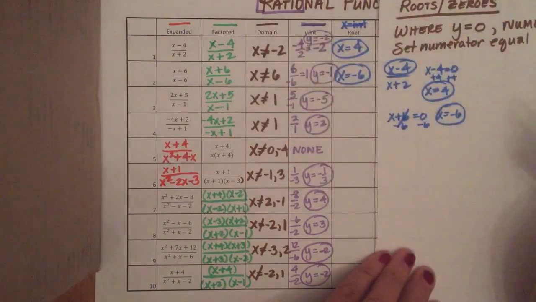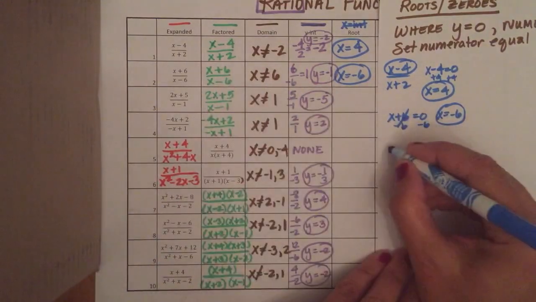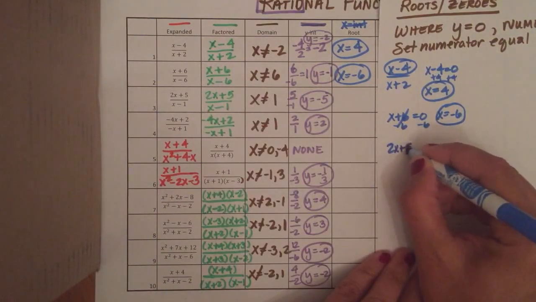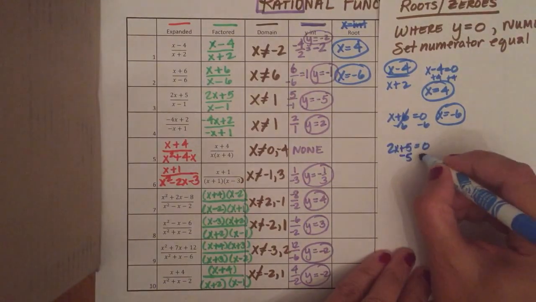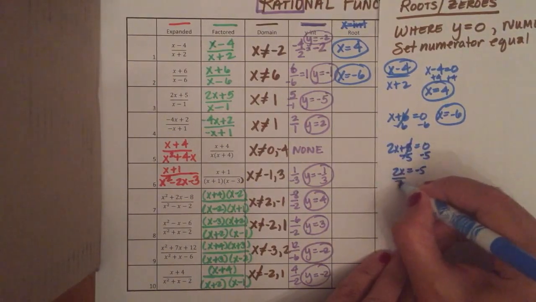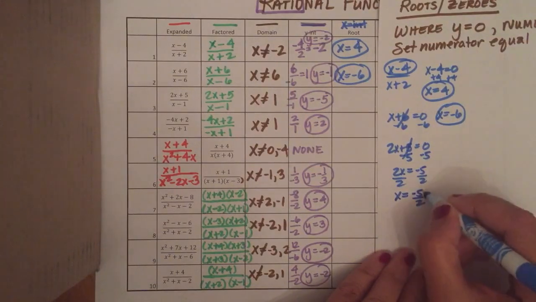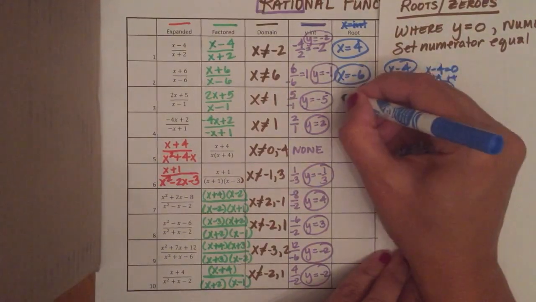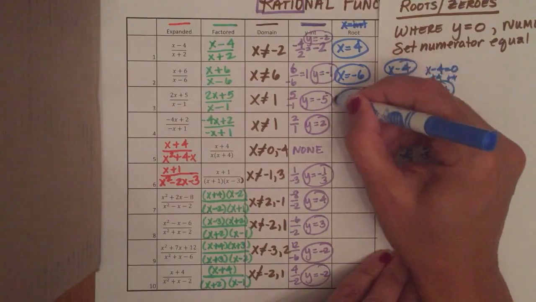So let's do number 3. 2x plus 5 is our numerator. I'm going to set 2x plus 5 equal to 0. This one will be a couple of steps. Minus 5, 2x equals negative 5. I divide both sides by 2, and x is negative 5 over 2. So your root here is x equals negative 5 over 2.